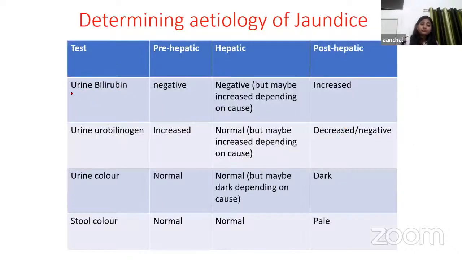Okay. Then as we have seen, urine bilirubin is negative in prehepatic, negative in hepatic, but sometimes it appears, and there will be an increase in post-hepatic. Urobilinogen is increased in prehepatic, normal in hepatic, and decreased or negative in post-hepatic. Then urine color is normal in prehepatic, but it will be dark in hepatic, and also dark in post-hepatic. And the stool color will be normal in prehepatic, but it will be pale in post-hepatic.